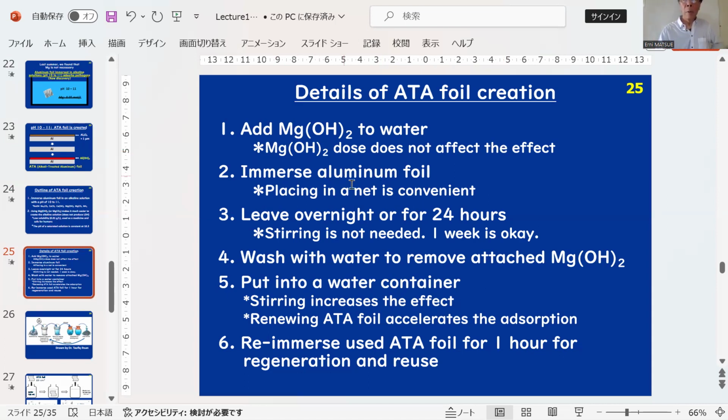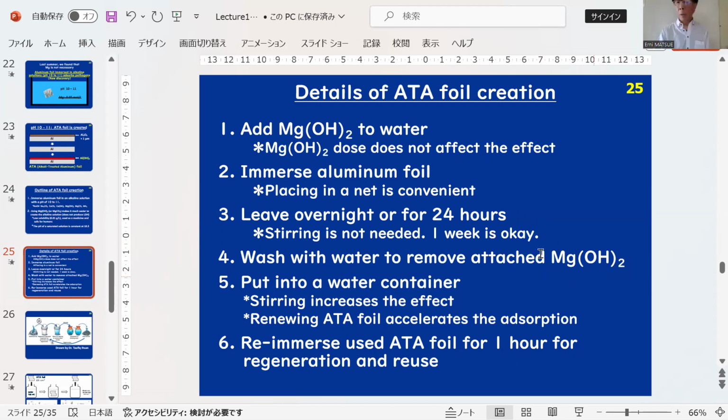Then immerse aluminum foil. Placing the aluminum foil in a net is convenient because aluminum foil easily breaks down. Leave it overnight or for 24 hours. Stirring is not needed. One week is okay. Wash with water to remove the attached white powder.